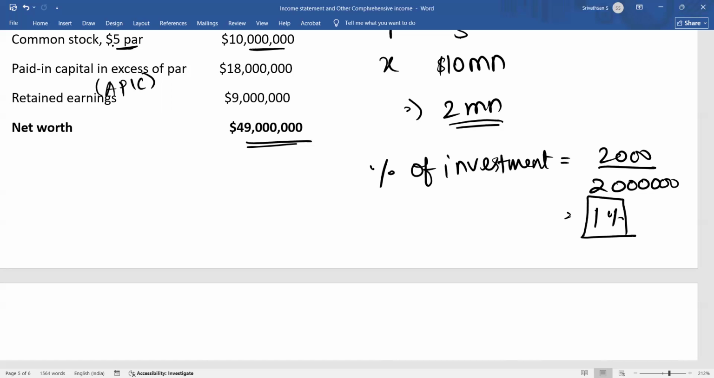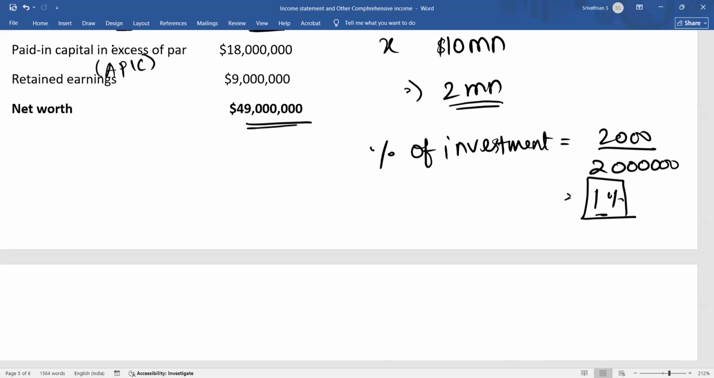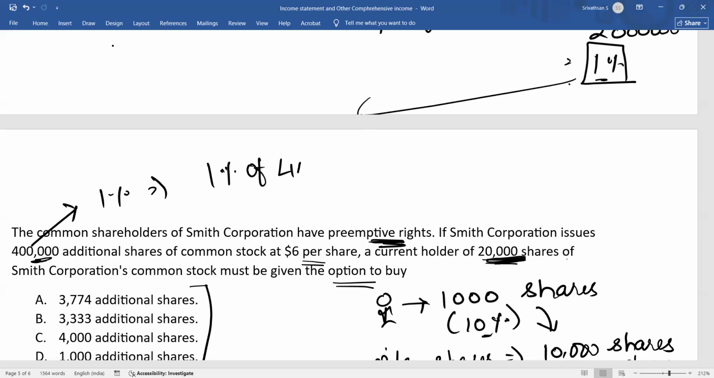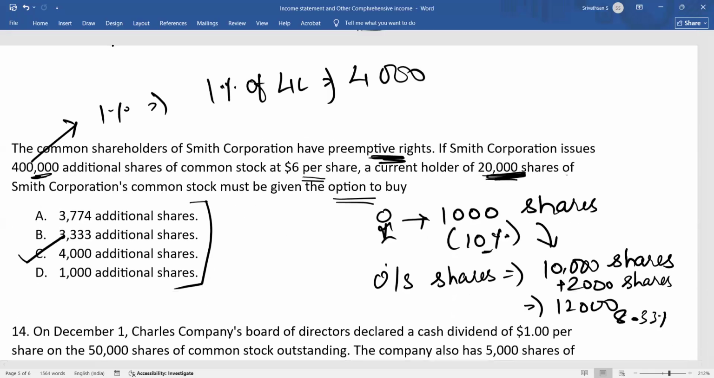Now, in order to maintain the same 1% investment even after the issue of these 4 lakh additional shares, how many additional shares should he purchase so that he can maintain the same 1% ownership? If the company is issuing an additional 4 lakh shares, on these 4 lakh shares also he should purchase 1%. So 1% of 4 lakh shares, we get 4,000. So an additional 4,000 shares should be purchased by the shareholder in order to maintain the same percentage of ownership.